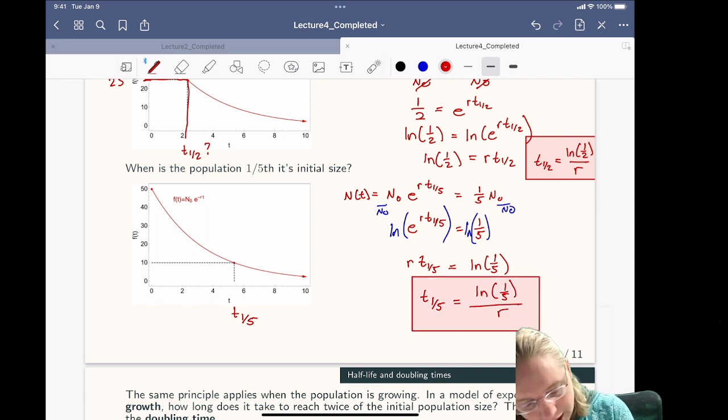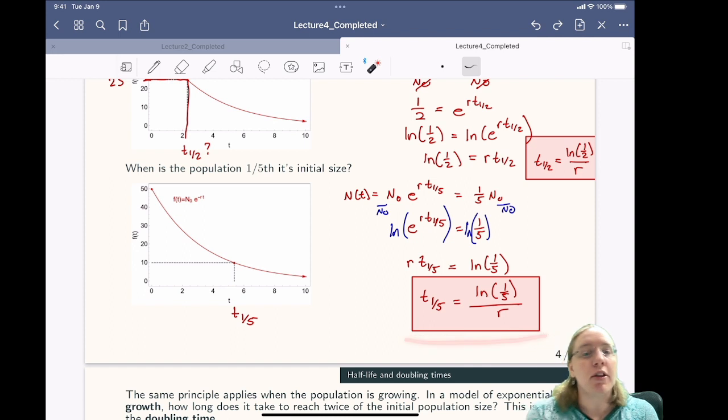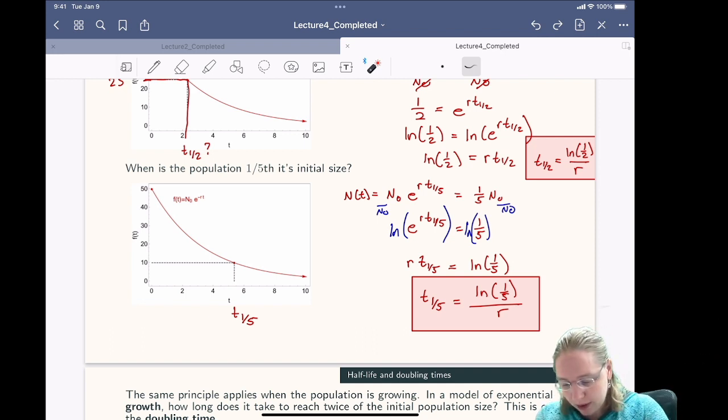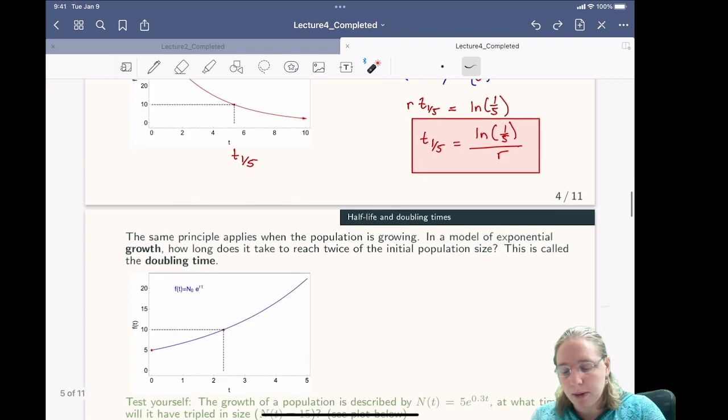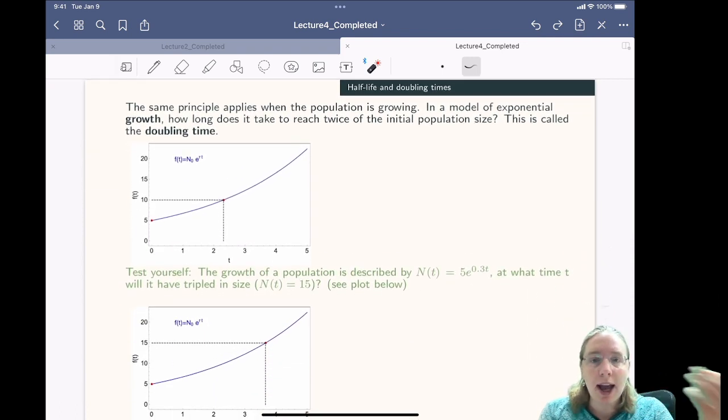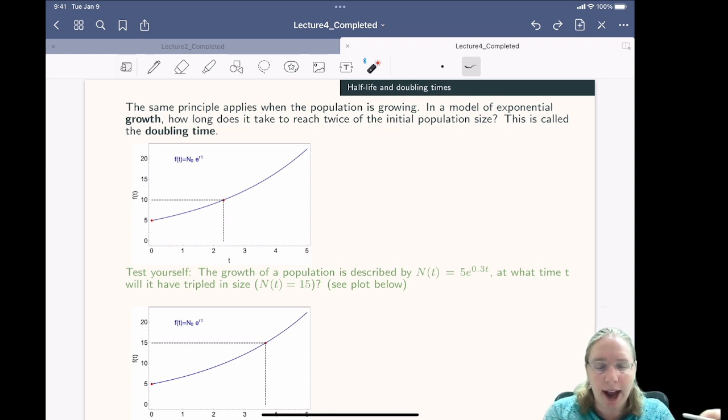So we can have a half-life, which you may have heard of before, or we could have a 1/5 life or any other fraction. So if the population is decaying, we could ask, how long does it take to get to 1/10 the initial size or 1/3 the initial size? All right. The same principle applies if the population is growing and not shrinking, but instead of talking about a half-life, we have to talk about a doubling time, because it's never going to reach 1/2 the size, but it can reach twice the size.